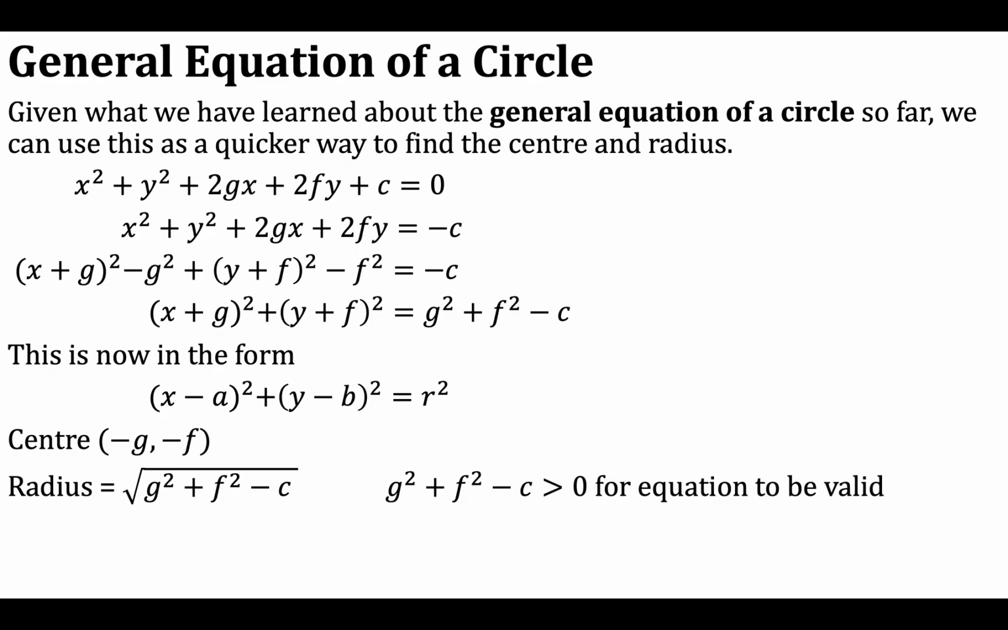Now, we should also note that in order for that to be a circle, the fact that we are square rooting g² + f² - c, that expression has to be greater than 0 so that it actually represents a circle. So we need to remember that as we go through. So we can't have 0 on the right hand side of the equation here, and we can't have a negative.